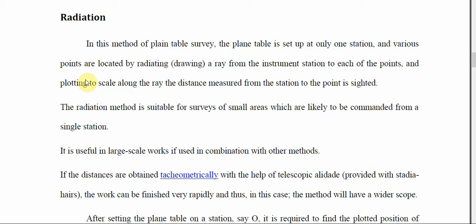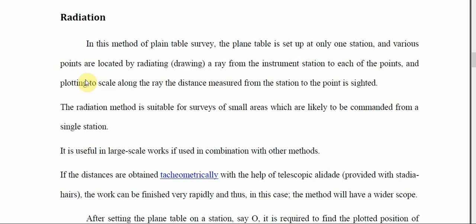Now the plane table is set at one single station. From that single station, whatever points are to be plotted, we will sight those points and draw a ray towards those points, and then we will measure the distance between the plane table station and those points, and plot it to some scale. I will mark those points to scale on those corresponding rays.